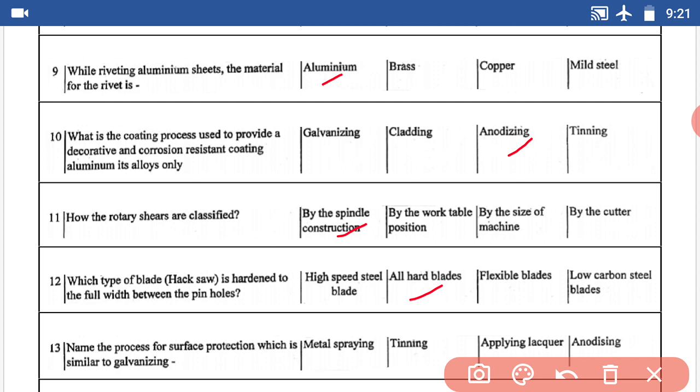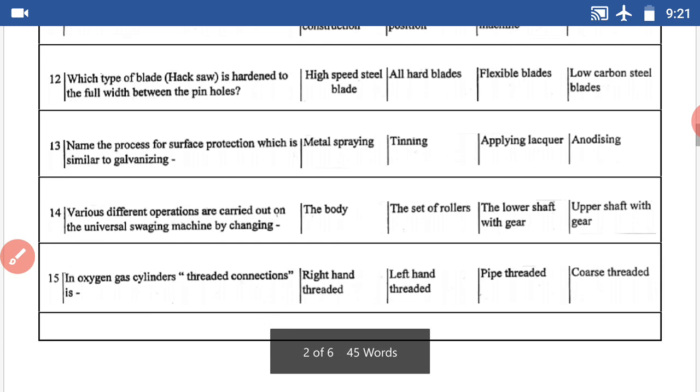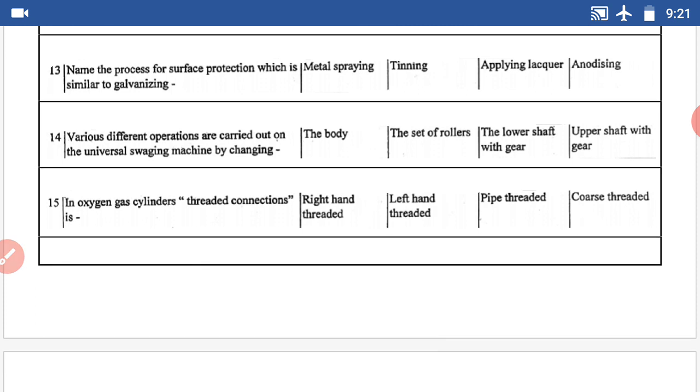Question number 13. Name the process for surface protection which is similar to galvanizing. The answer is tinning. Option B is the correct answer.